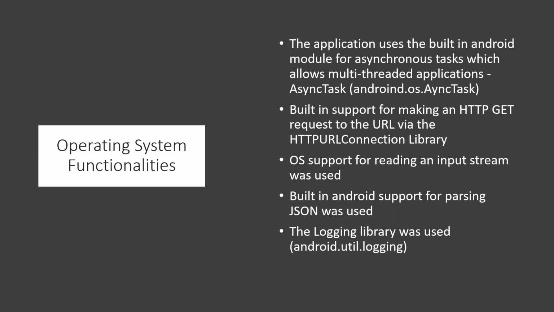So the operating system functionalities that were used for this: the Android.os library was used to create a multi-threaded application, which supports the async task. There is also built-in support for making HTTP GET requests that the Android operating system offers using the HttpURLConnection library. And then the OS libraries were used to read and write an input stream. The JSON library is also built into Android, as well as the logging library.